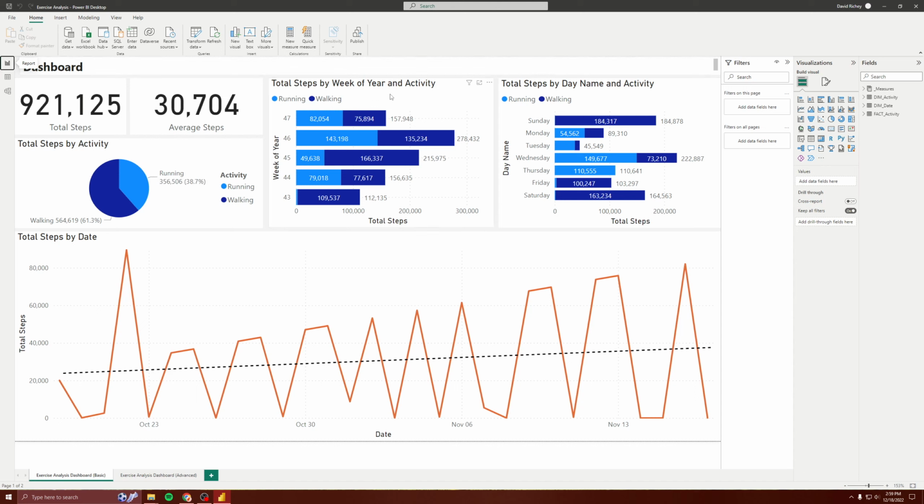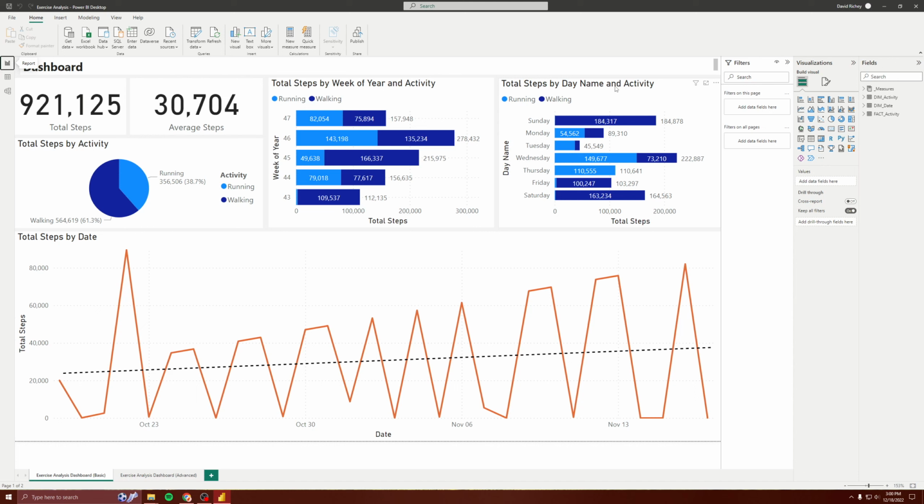Total steps by week of year and then activity. So the week of year is here, like the 43rd week of 2022. So we could see, okay, week 46 we had the most activity by a lot, 278,000, and it's pretty equally split between running and walking. But like week 43, it's mostly walking steps and a tiny bit of running.